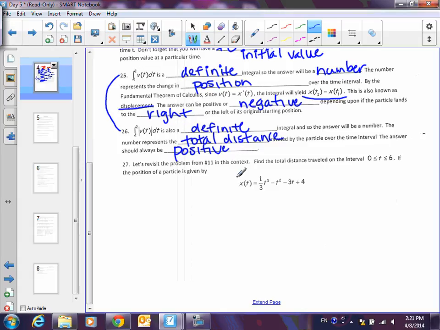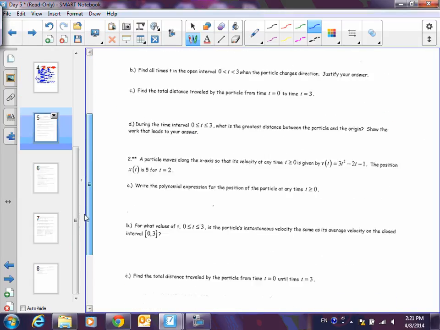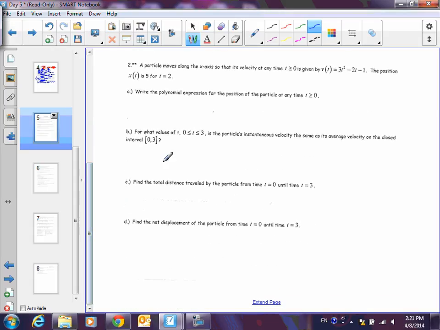All right, 27 says let's revisit. We actually already did this. I showed you both ways to do that. I want you to turn to the next one. I'm going to see how much I can get squeezed in. Turn to 2. Your homework, by the way, is just to finish this packet, due Thursday. A particle moves along the x-axis so that its velocity is given here.